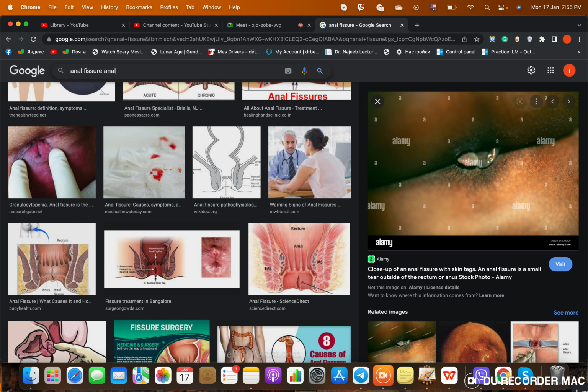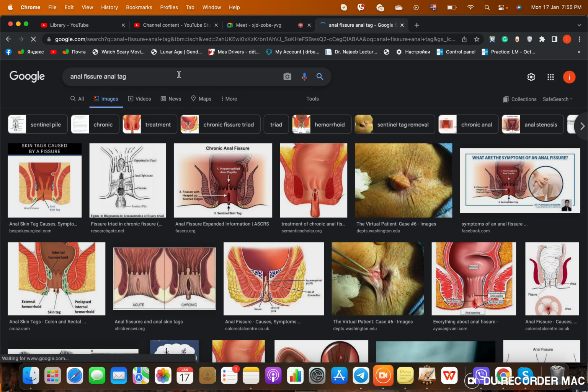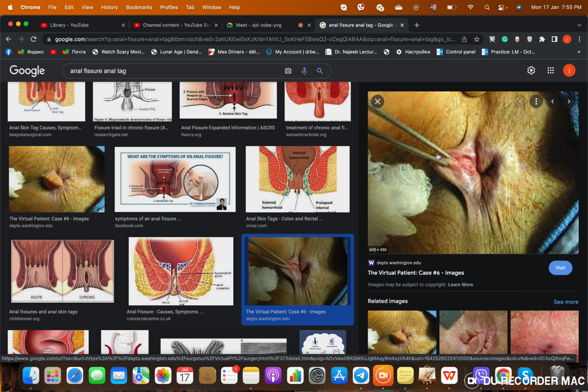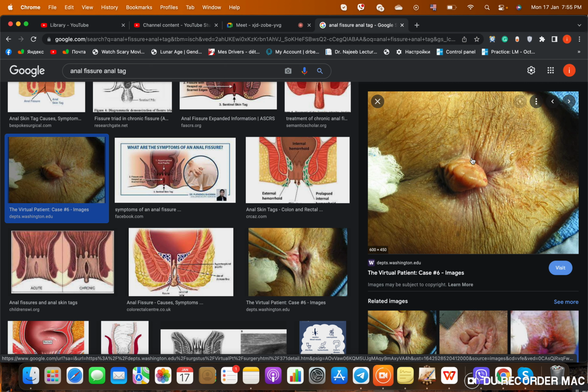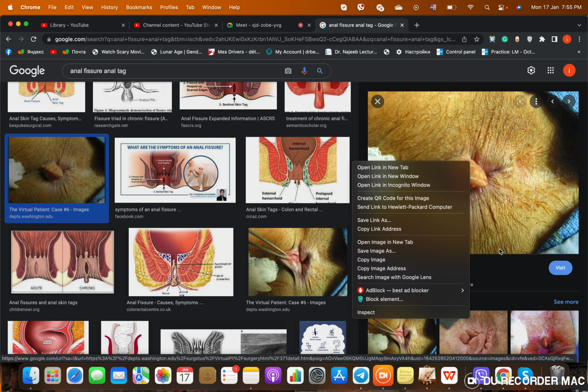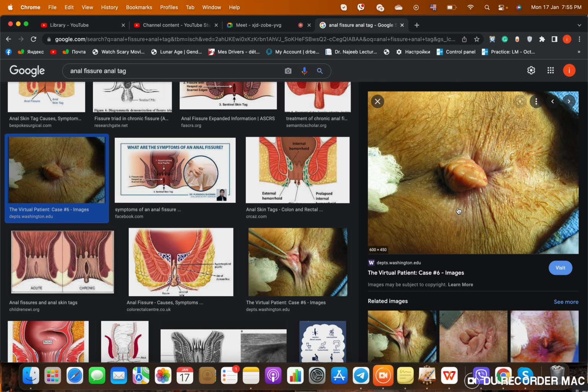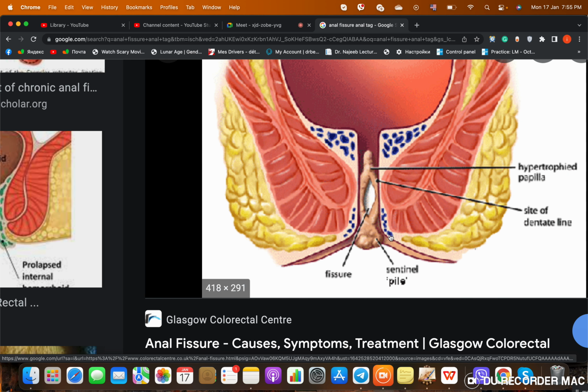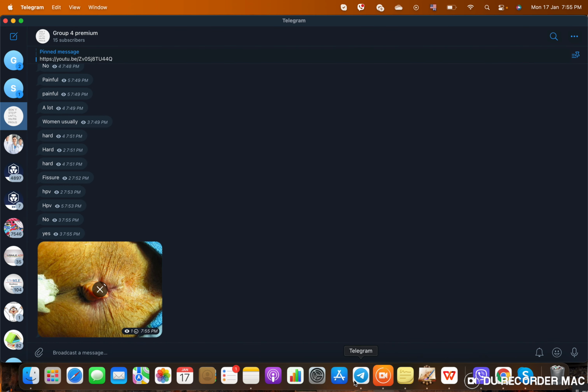Again, let's take a look at an anal tag. This is an anal tag, okay? This portion. He's grabbing it, it's anal. Oh, yeah. Okay, this is an anal tag. Guys, by the way, is it painful? It's very painful. Yes, it's supplied by somatic innervation. That makes it really painful. Okay, so also called sentinel pile, or also a tag. As you can see, it looks like this. Let me send you these pictures.